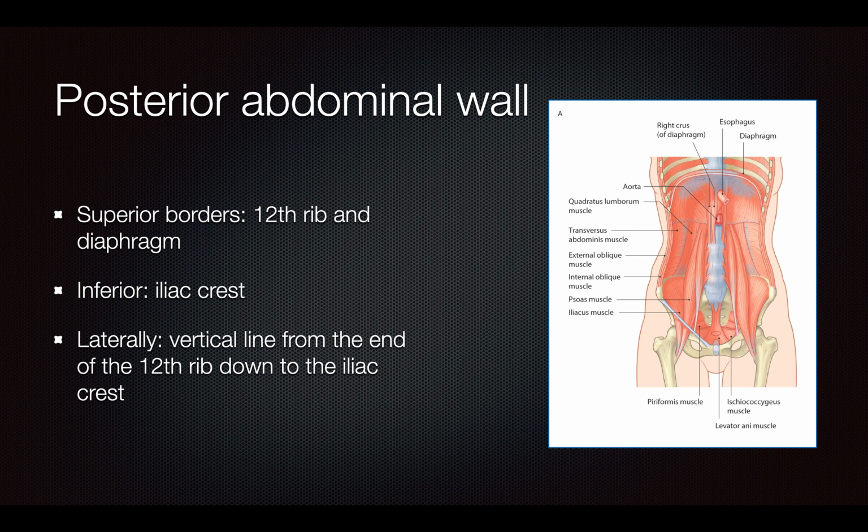Okay, so the posterior abdominal wall is bordered by the 12th rib up top and the diaphragm. Inferiorly, it's bordered by the iliac crest, and then laterally, there's a vertical line from the end of the 12th rib down to the iliac crest. And that's composed of the abdominal muscles.